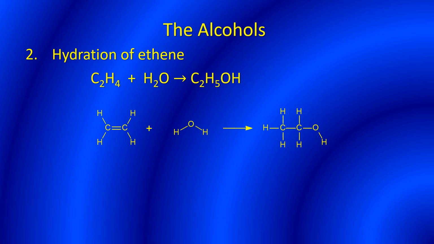For the conditions of this reaction, we do need a high temperature of about 300 degrees C and a catalyst of phosphoric acid, as well as a high pressure of about 60 to 70 times atmospheric pressure. So the conditions required for hydration of ethene are much more severe than the conditions required for fermentation.